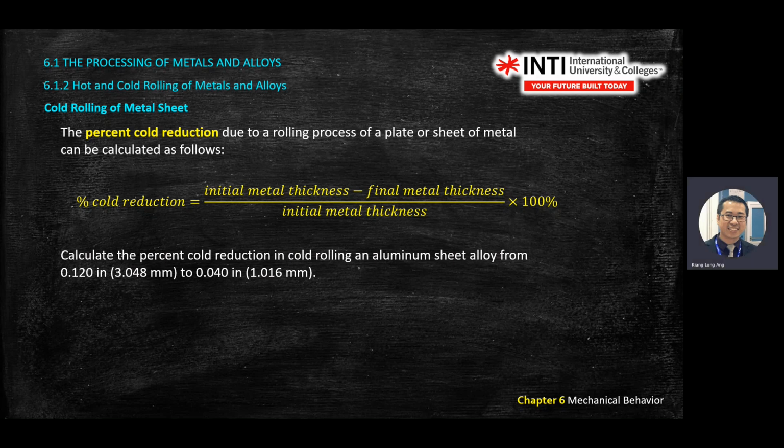When you go to work later, if you work in an American or European company, most of the time you will see imperial units. But if you are producing some of the UK products, then you will see mm. So how many percent? 60 something. Okay, so 66.7%.